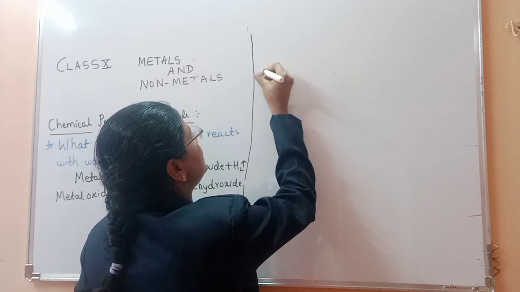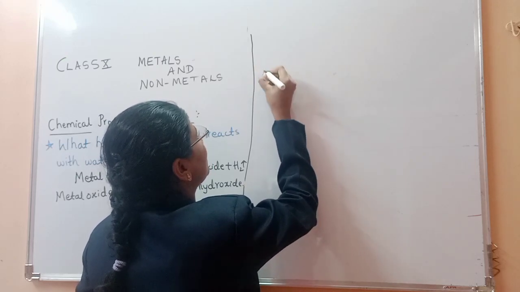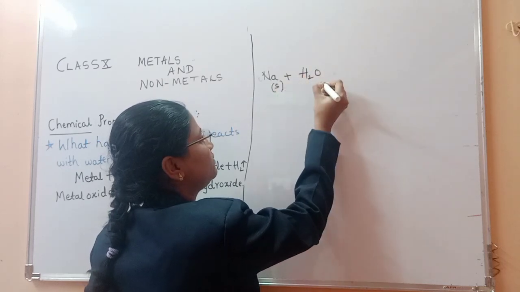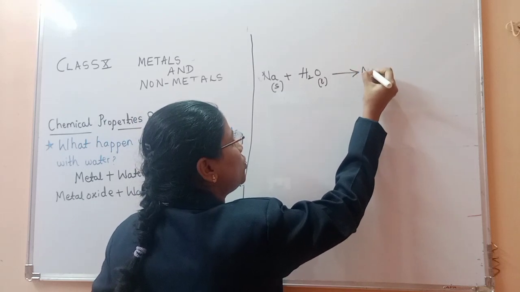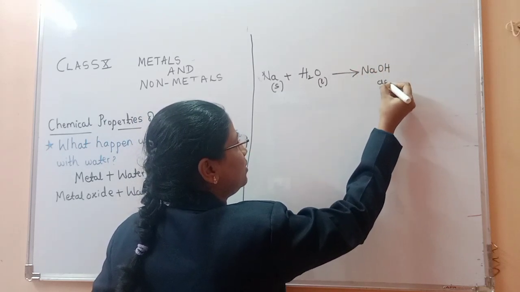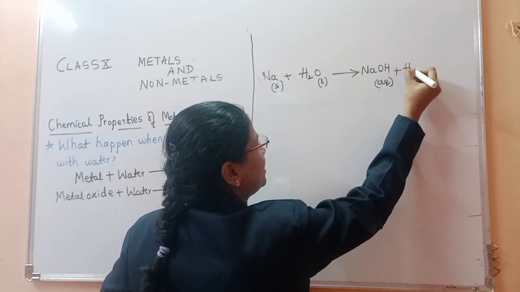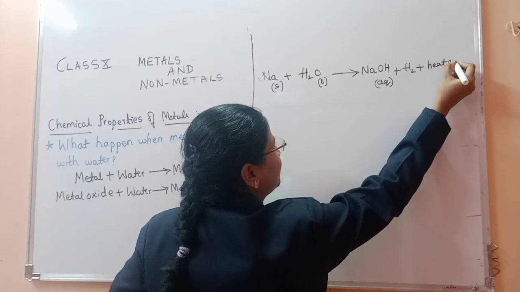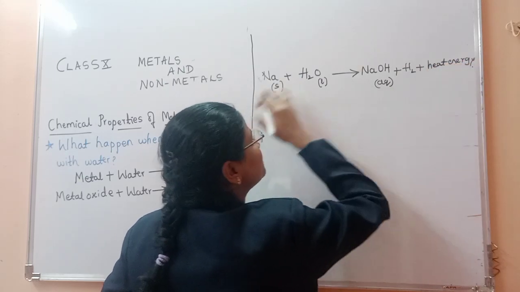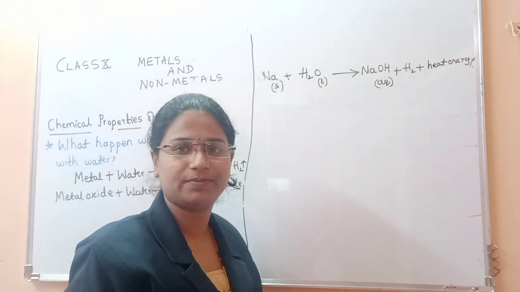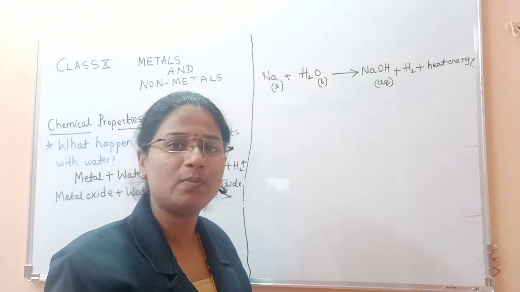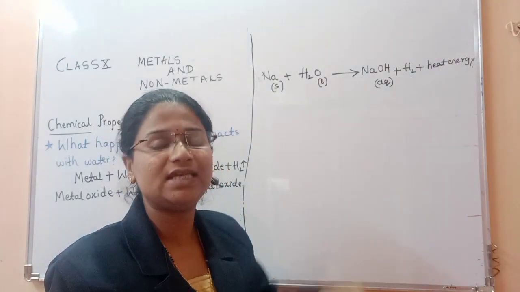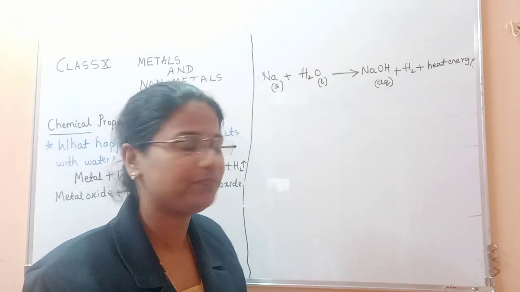Let us see what happens when sodium reacts with water. Sodium is in solid form, water is in liquid form. We get sodium hydroxide, an aqueous solution, plus hydrogen gas, plus heat energy. Heat energy is released, so this is called an exothermic reaction. The heat energy is released so much that the hydrogen gas released readily catches fire.